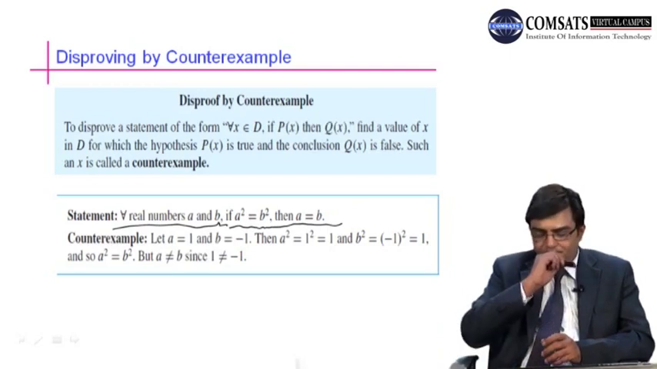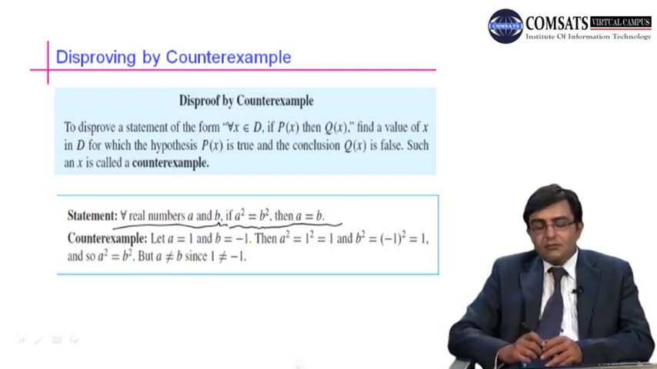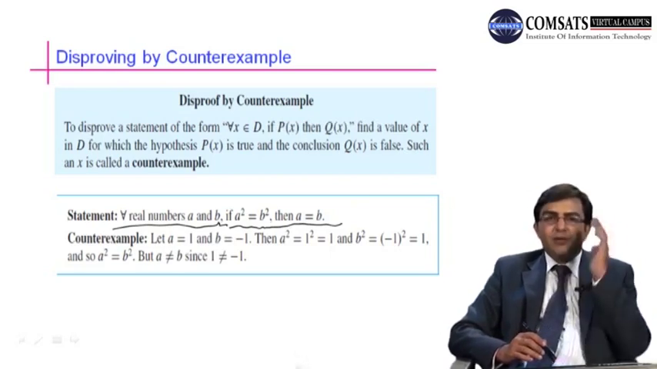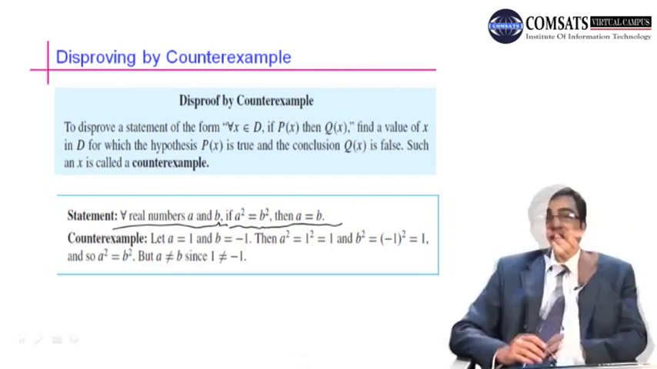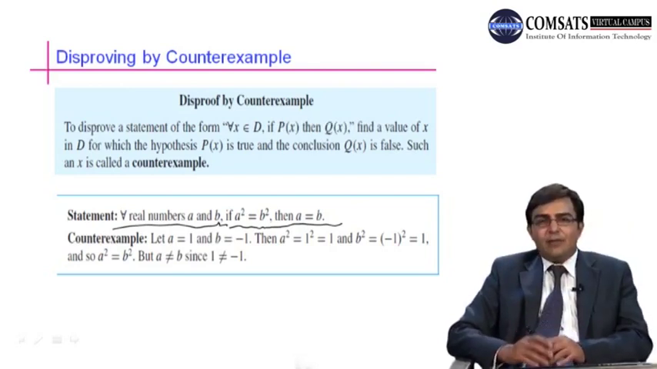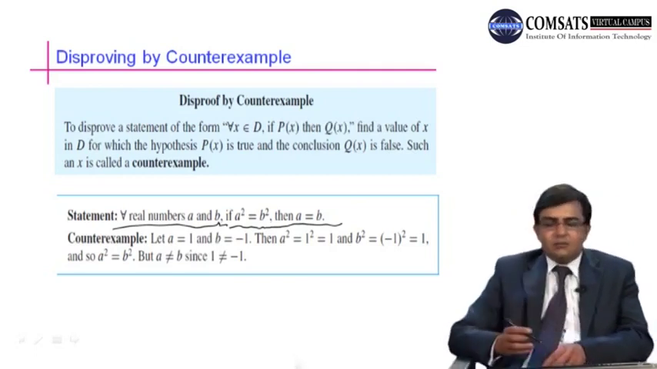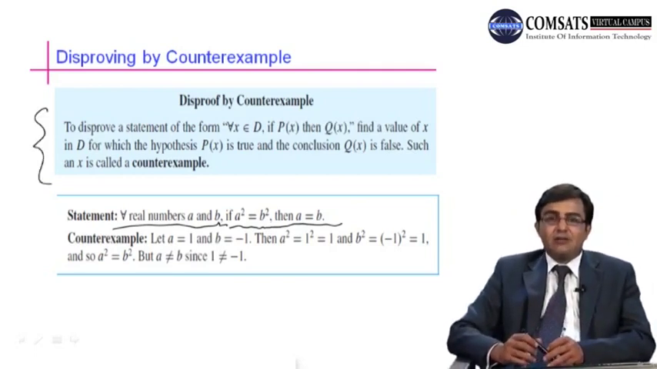If you are unable to prove this statement by direct method, then there must be some problem in this statement. So we try to disprove this statement by using some particular example. So how do we disprove a statement? By giving a counterexample. What is a counterexample? We have already studied it.